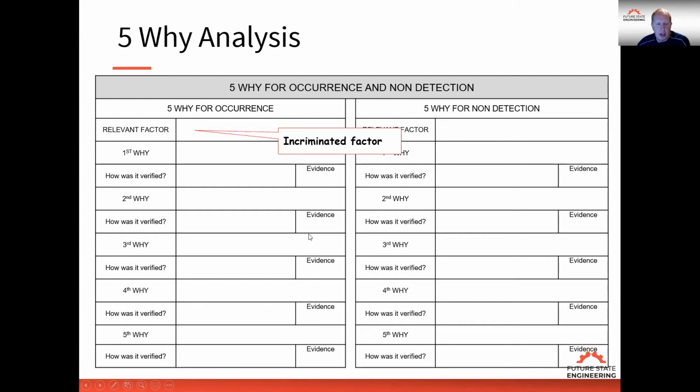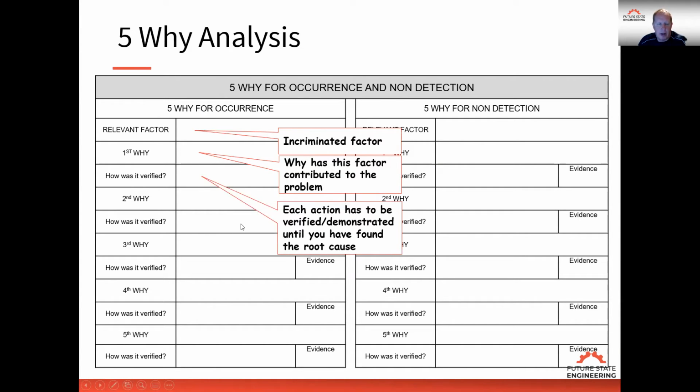First of all, you've got to get started out correctly. If you don't get started out correctly, then you're not going to get to the root cause. So you start with the incriminating factor, which you come off the cause and effect diagram. You come up with your first why statement that contributed to the problem. And then most importantly, you need to verify that first why answer and have demonstrated evidence that it's actually happening. Then we want to speak with data. So we want to gather data and provide evidence.